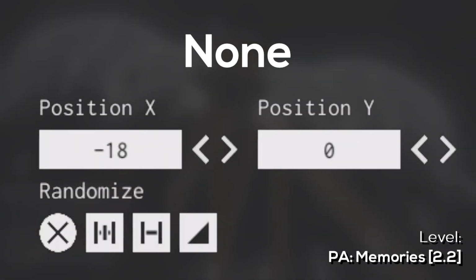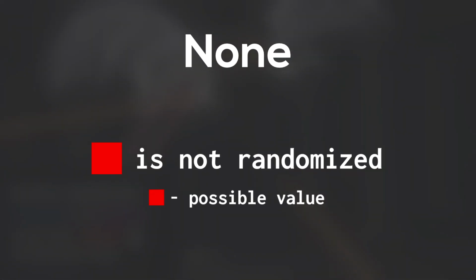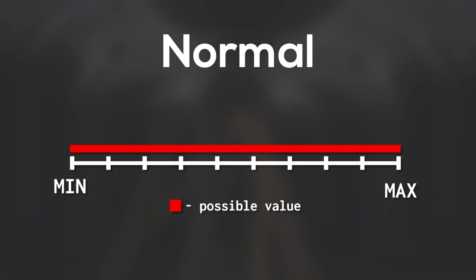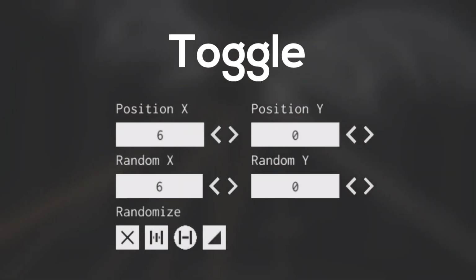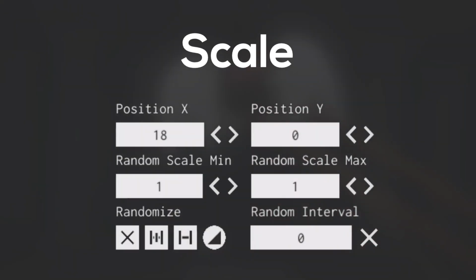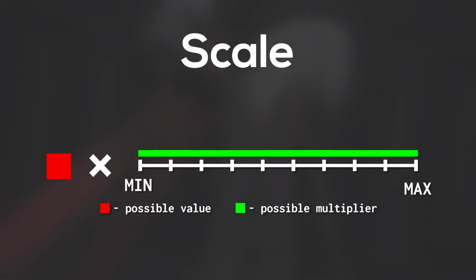The first option is called none. It means that the value won't be randomized at all. The second option is called normal. It means that a random value will be picked from the range between the 2 specified minimal and maximal values. The third option is called toggle. It means that the value will be either the minimal or maximal value. The fourth option is called scale. It means that the original values will be multiplied by a random number from the range between minimal and maximal values.